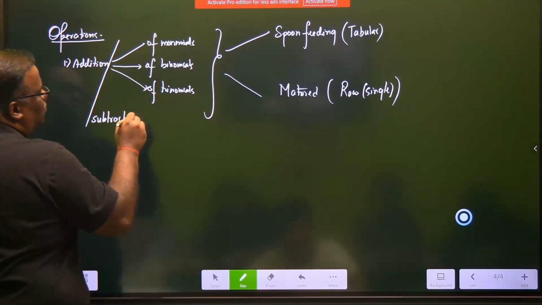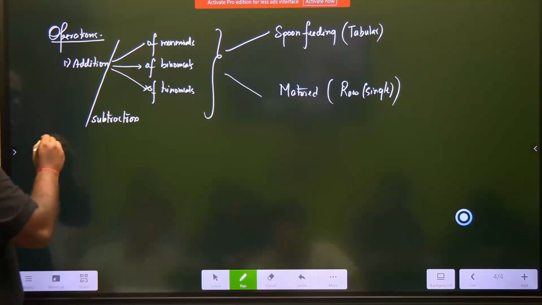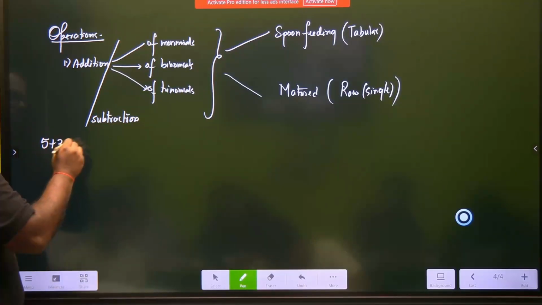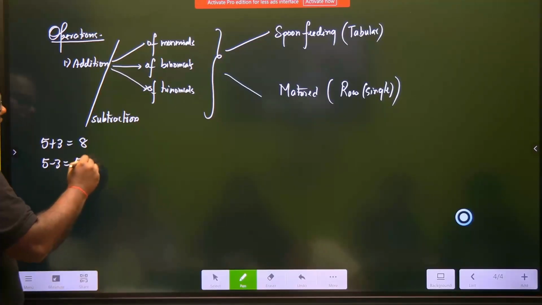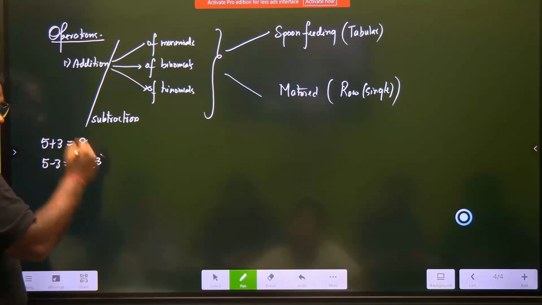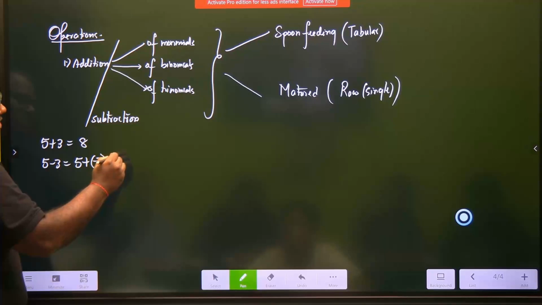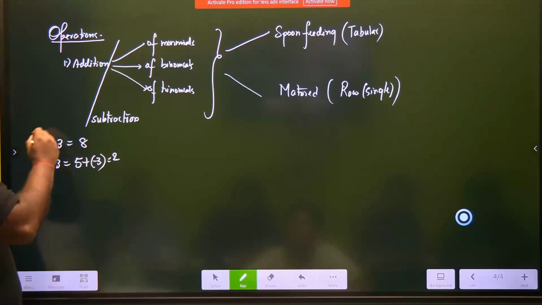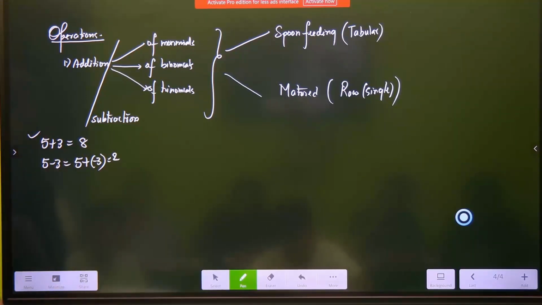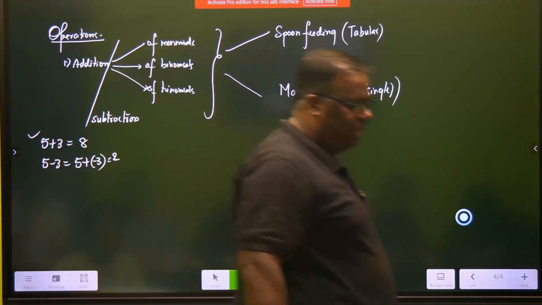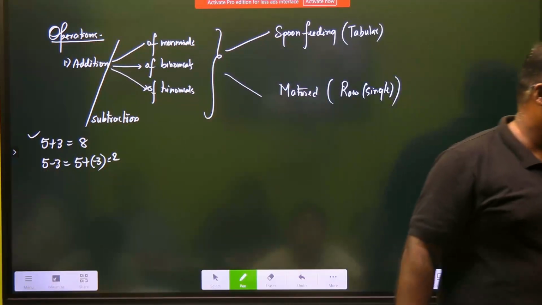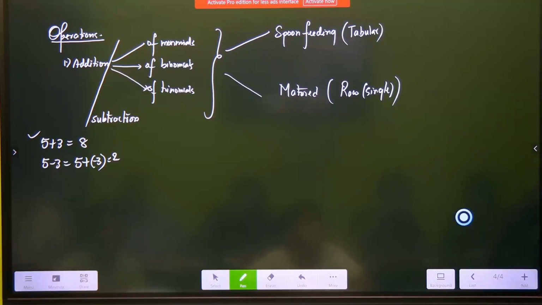Sir, who gives you the right to say this? 5 plus 3, every idiot knows it is 8. 5 minus 3 can be seen as 5 plus a negative 3, which is 2. So if you know this, you should be able to do this also. Understood? In order to do this problem, this is like a harsh love story problem.